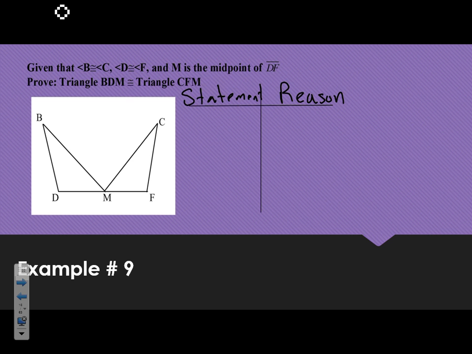So, I personally like to put all of my given things first when I do my statement. So, I'm going to put angle B is congruent to angle C. Angle D is congruent to angle F. M is the midpoint of segment F. And then all my reasons for this are going to be given.